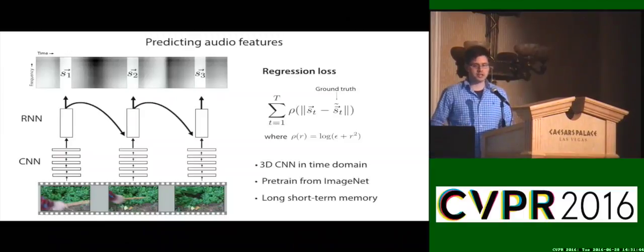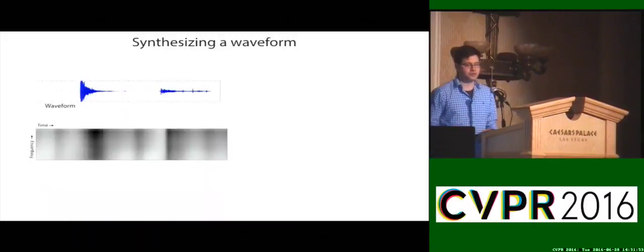For example, we use a 3D ConvNet that does convolutions in the time domain, and we also generally pre-train the model from ImageNet. So once we have these sound features, we'd like to generate a waveform that someone can listen to. And the way we're going to do this is by finding example sounds in our data set that have sound features that are similar to the ones that we predicted.